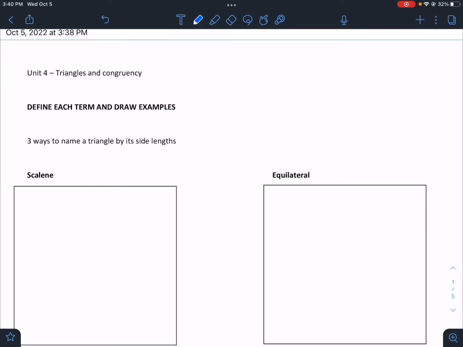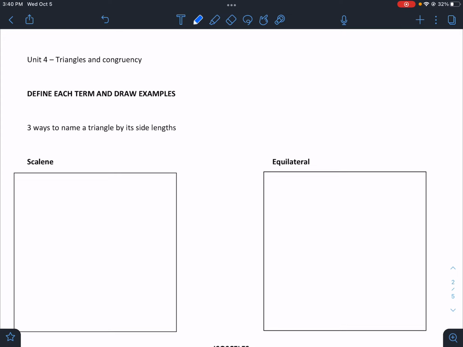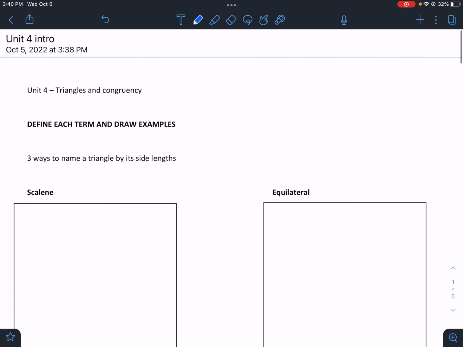All right, guys, so this is our intro to Unit 4. The major theme for this chapter is congruent triangles. That's going to be the main idea. Before we get to congruent triangles, though, we got to talk about triangles and all the vocabulary that goes with them. But also, we need to talk about what congruent means in those shapes. Of course, there'll be other things that we do throughout the unit, but the main idea is congruent triangles.